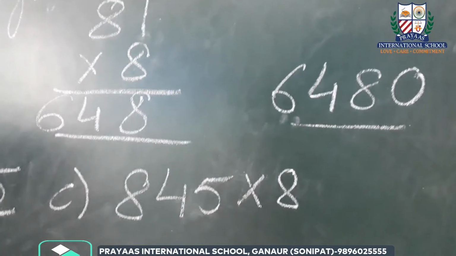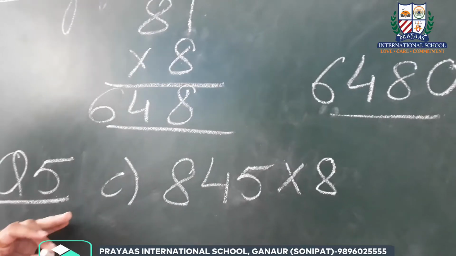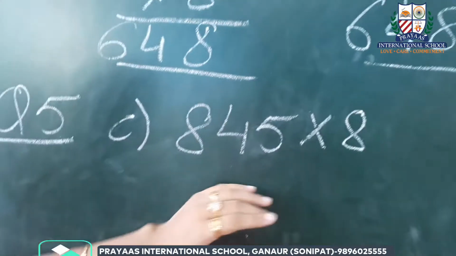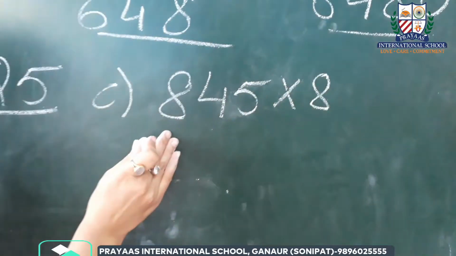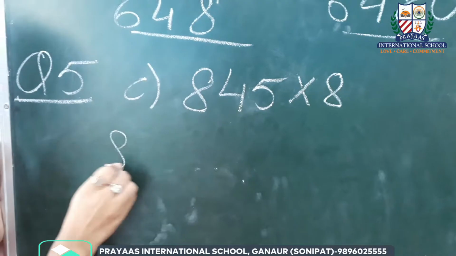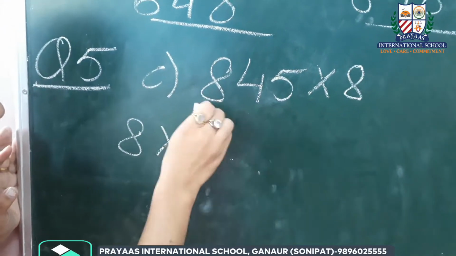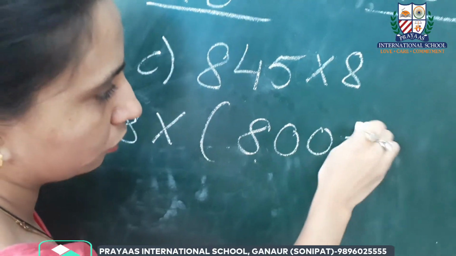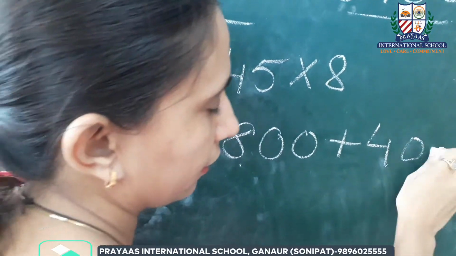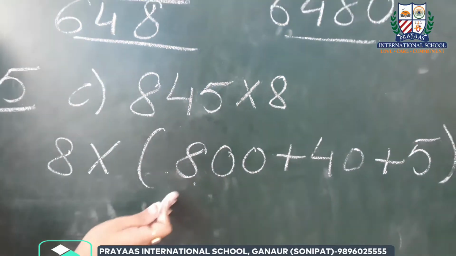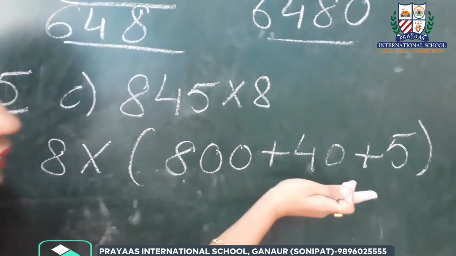Now if we have to multiply, the next question was that you have to solve these questions in the expanded form, by arranging them in the expanded form. So if we have to multiply 845 by 8, we will write 8 in front and we will break 845 into 800 plus 40 plus 5. By this way, our answer will come easily, we need not solve it the long way.